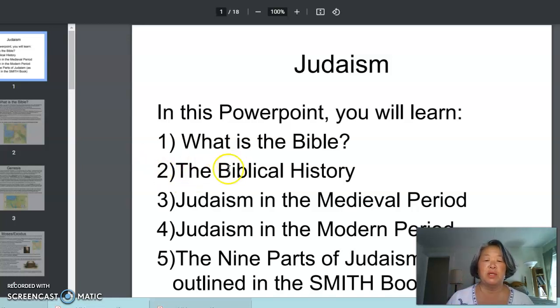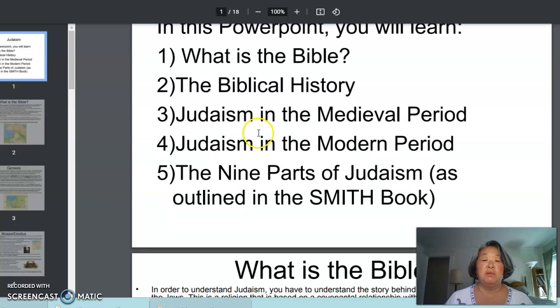All right, so you're going to learn about what is the Bible, biblical history, a lot of it, Judaism in the medieval period, Judaism in the modern period, and then the 9 parts of Judaism, which is outlined in the Smith book very clearly. So make sure, once again, do not just rely on the PowerPoint for the 9 parts of Judaism, which is clearly going to be a question on the test, right? What are the 9 parts of Judaism? So you might as well go look at that in the Smith book and make sure that you know them and even underline them or whatever.